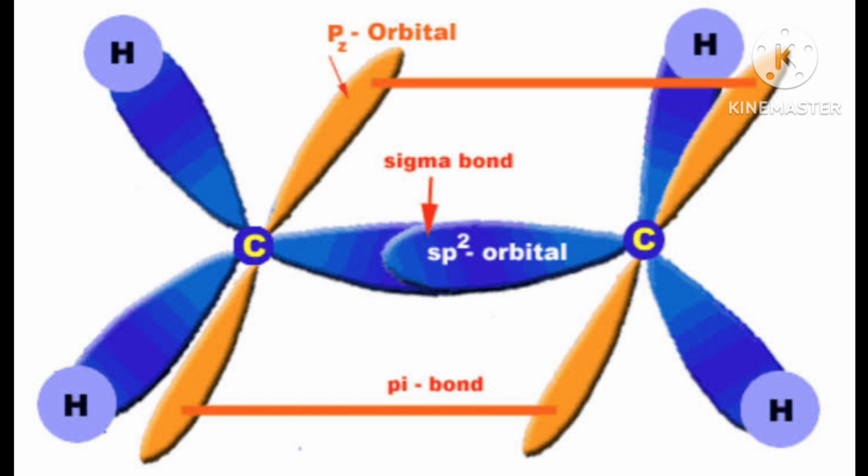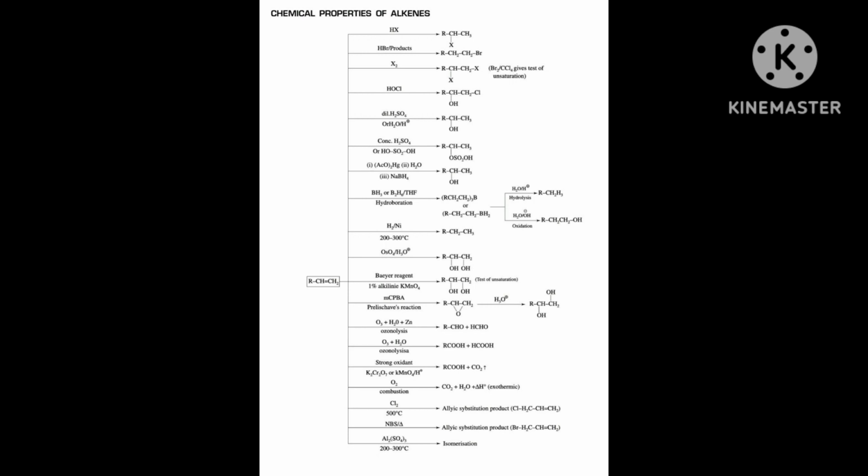Now I am going to discuss the third method of preparation, that is from vicinal dihalides. What is a vicinal dihalide? Dihalides in which two halogen atoms are attached to two adjacent carbon atoms are known as vicinal dihalides.